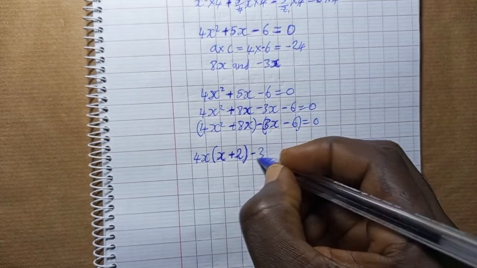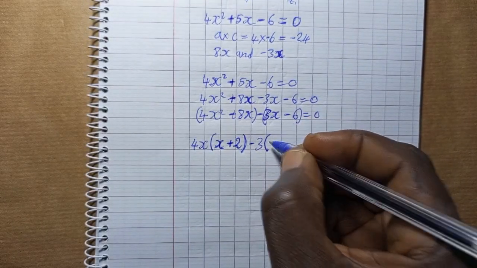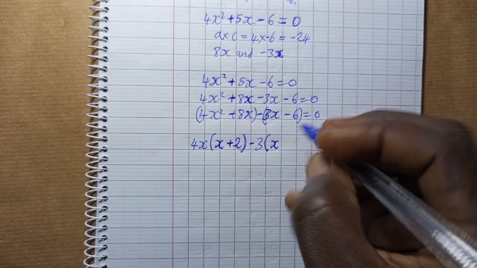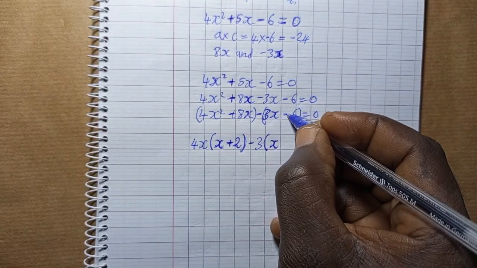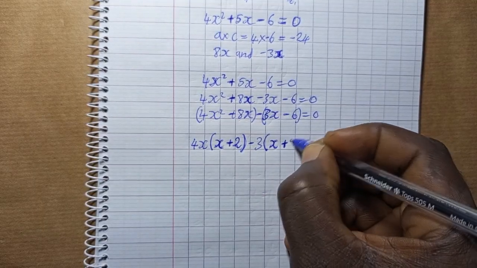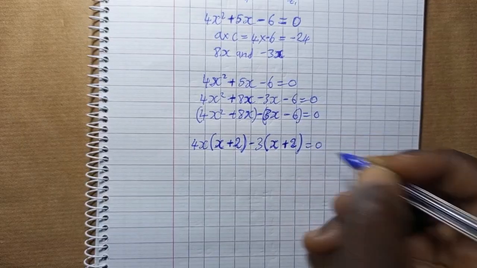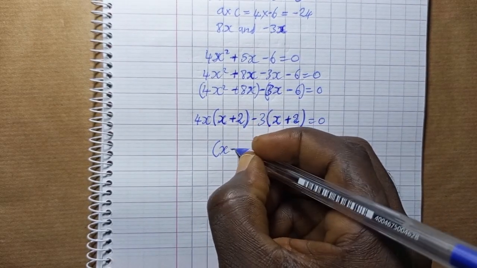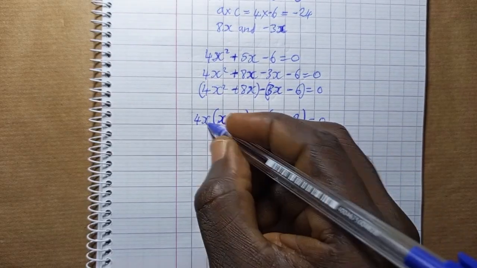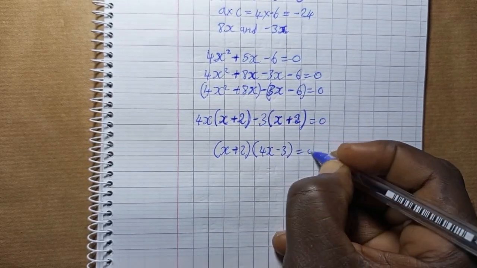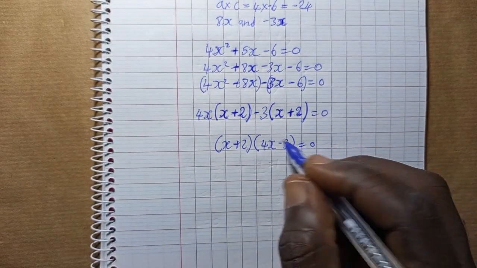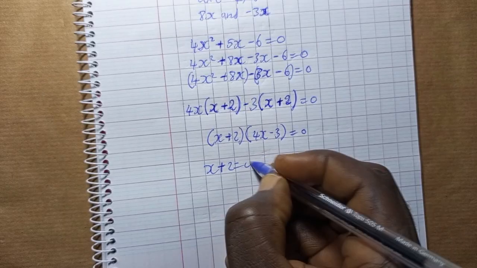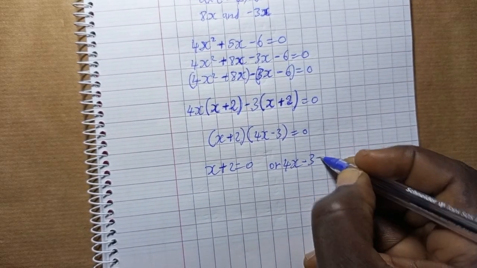Common factor here is just 3. Open bracket, you remove 3 from here, here will be left with just x. Then remove this divided by 3, that will give 2. So negative will affect negative to become positive. So plus 2, then close bracket equal 0. So write out this, they are common, so take one of them: x plus 2, close bracket, and 4x minus 3, close bracket, equal 0. So from here, either this is equal 0 or this one is equal 0. So we'll write it as x plus 2 equals 0, or 4x minus 3 equal 0.